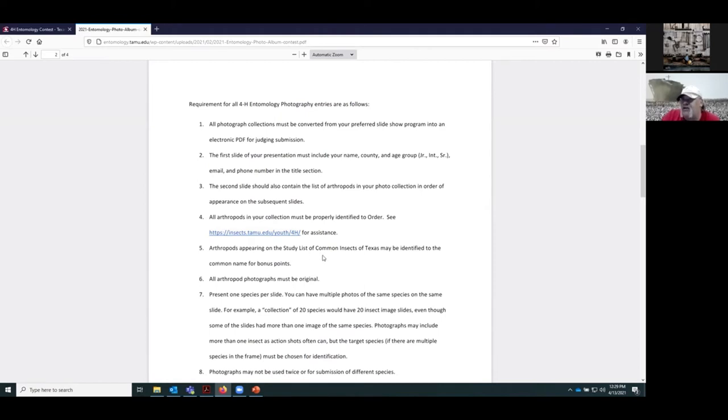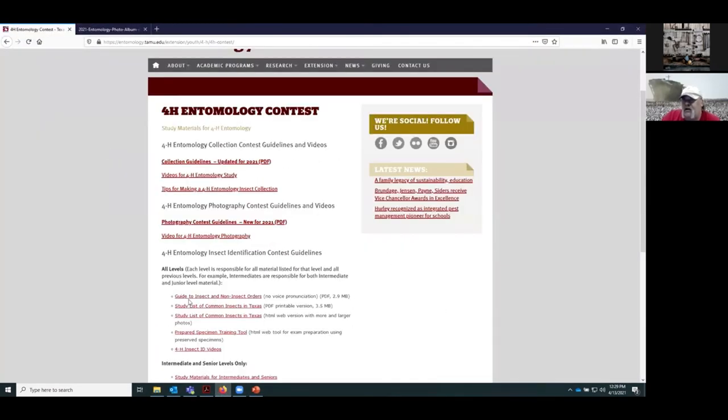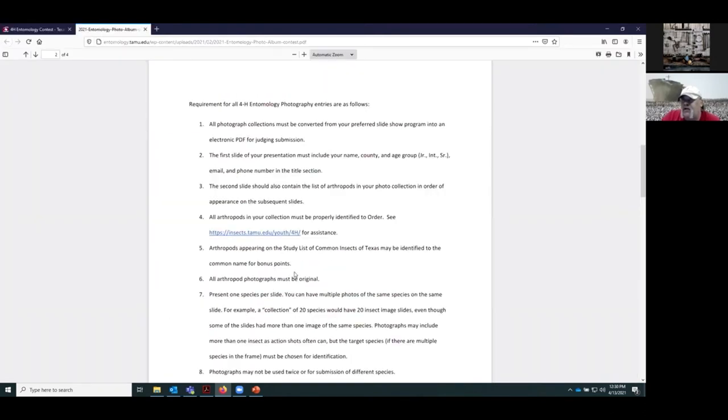Arthropods appearing on our study list in Texas, that again is to be found back in these links. Okay. To get those guys on that list, I believe we have 182. Those are going to be worth some bonus points.